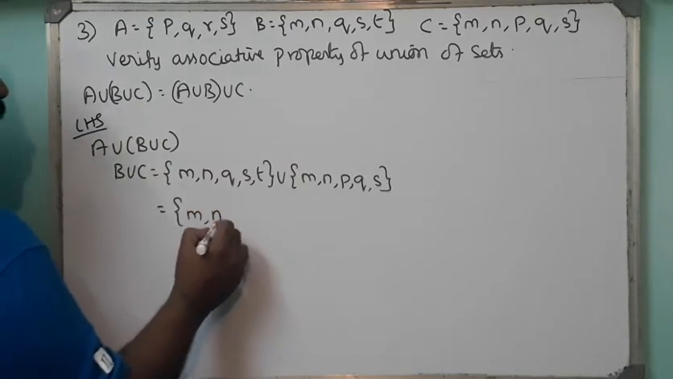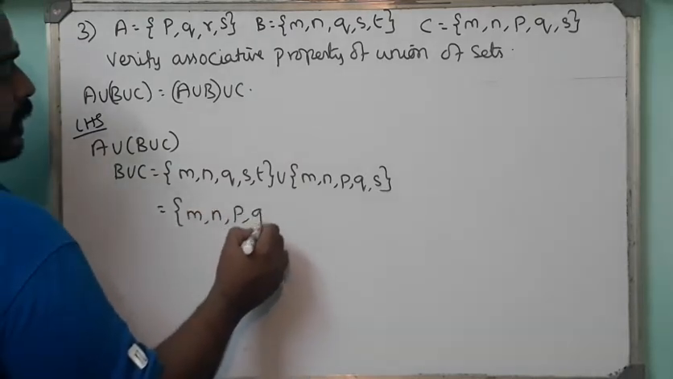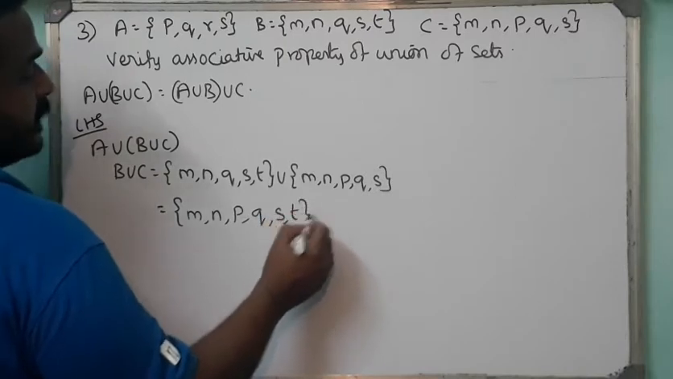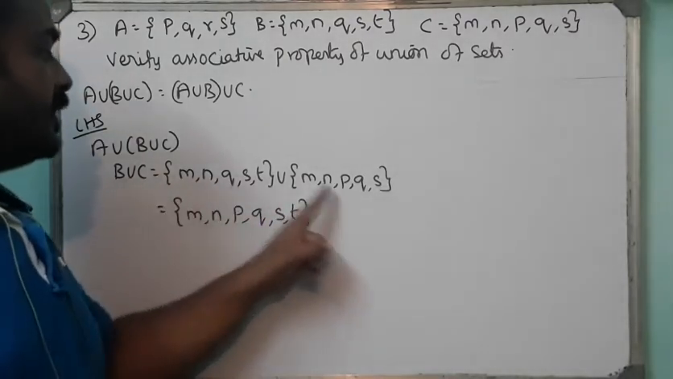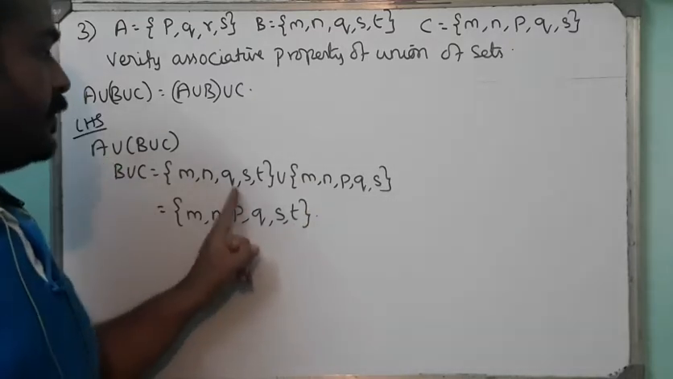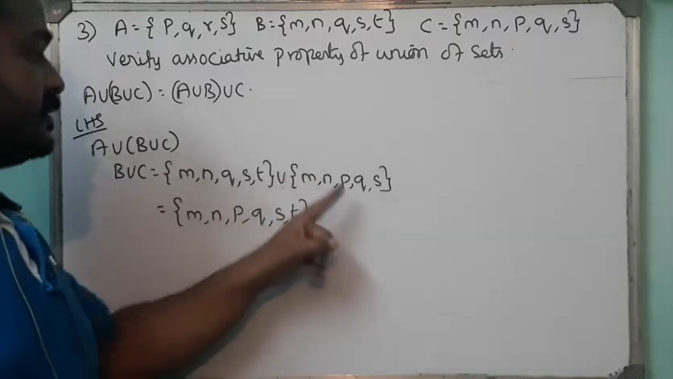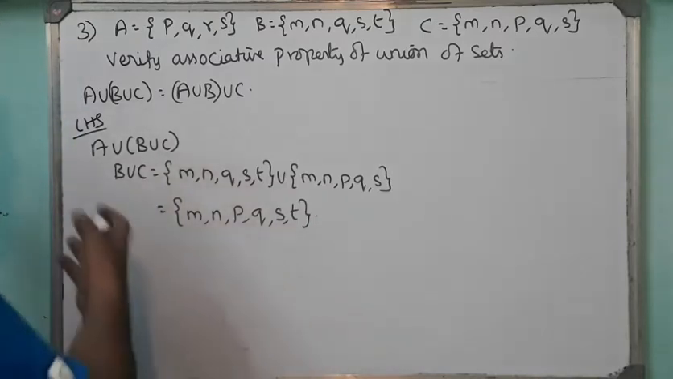M will come, N P Q S T. Union, you need to write down both the elements. M you have to write, N you have to write, only once you have to write. Q you have to write, P you have to write, S you have to write, T you have to write. That's all. So this is B union C.